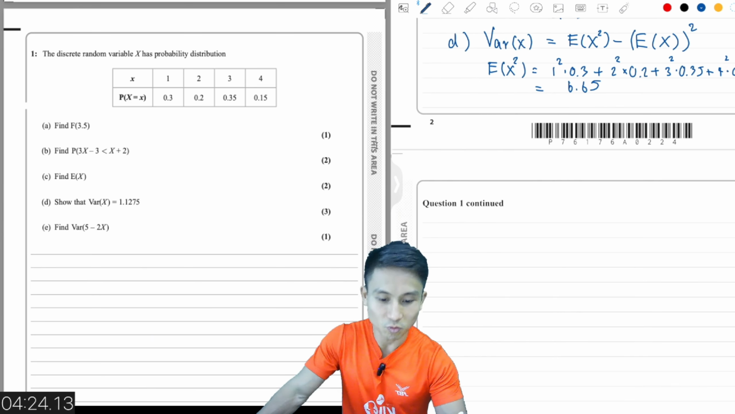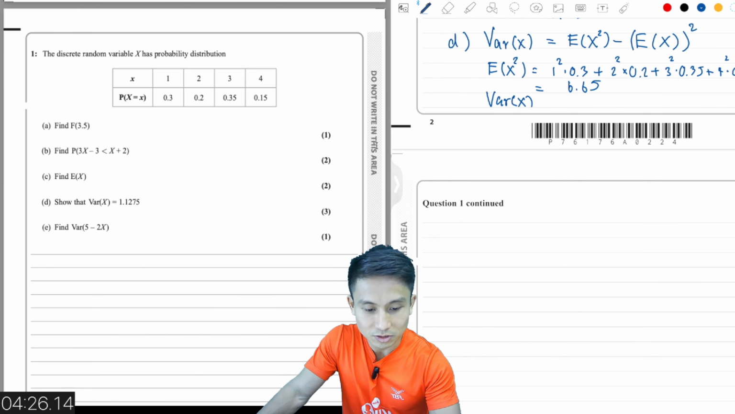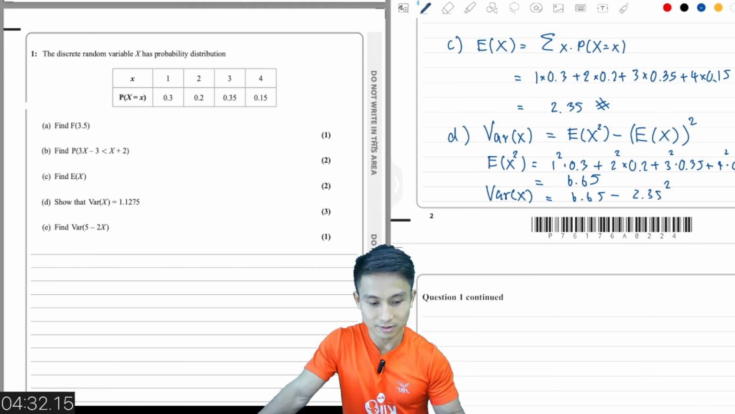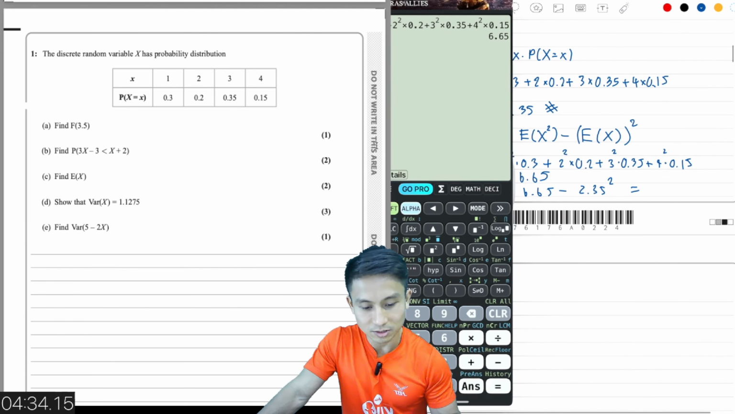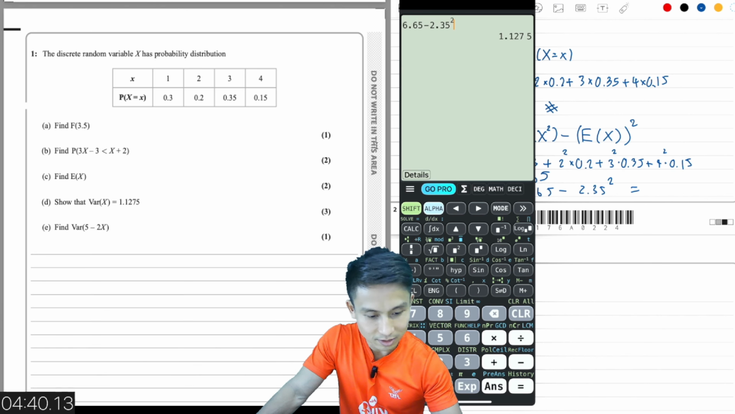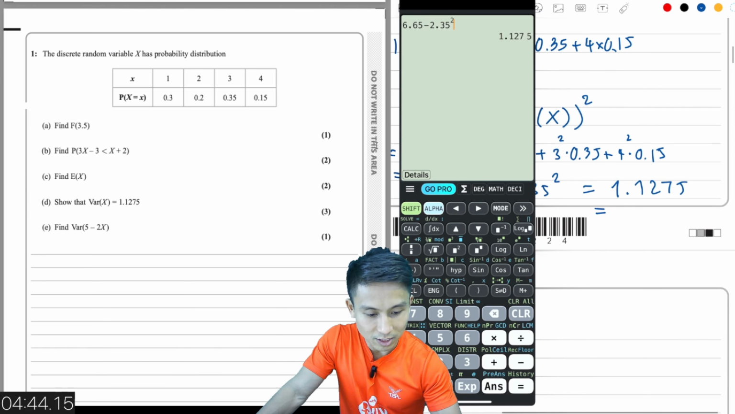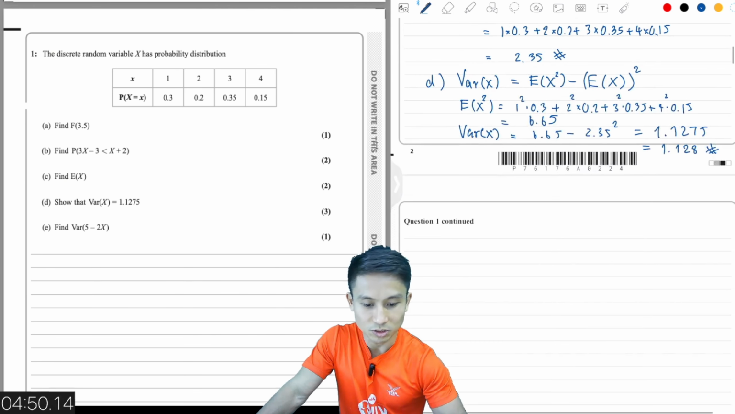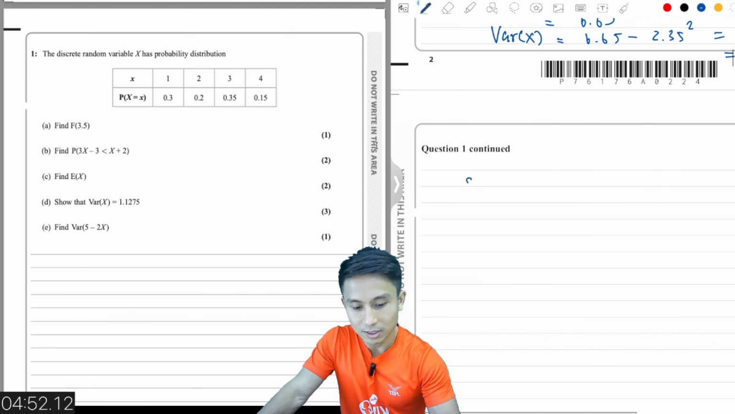Well, that means if you want Var(X), it's just going to be 6.65 minus the mean, which is 2.35, squared. Yeah, and that should be the answer to this part. So I'm just going to take 6.65 minus 2.35 squared. That gives me 1.1275. I'm just going to round that to maybe 1.128, some reasonable decimal places. Part E.